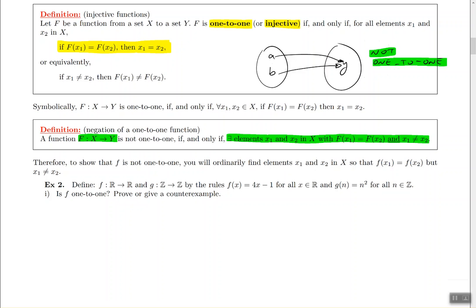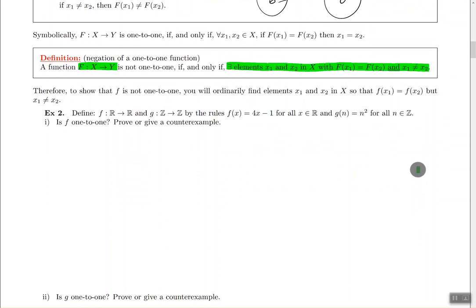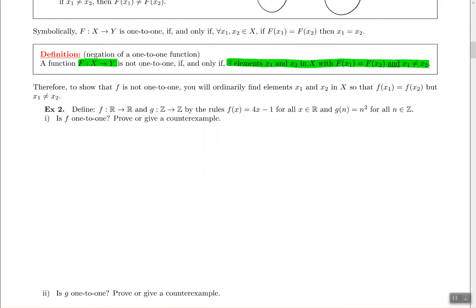So let's give it a shot. We have example 2, which says, here are functions f and g. The function f goes from the real numbers to the real numbers, and the function g goes from the integers to the integers. So again, domain and codomain. The function f of x takes your input x from the domain, multiplies it by 4 and then subtracts 1. And that's basically what it does.